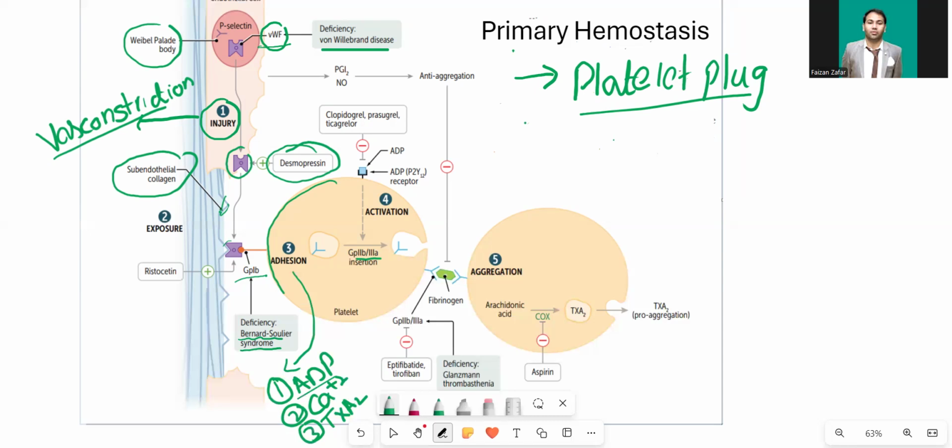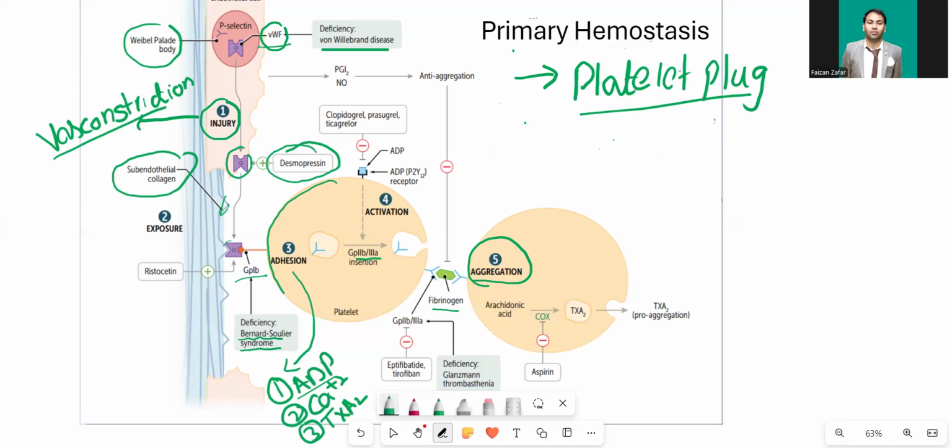So after that, the fibrinogen that is soluble binds with the GP2B3A and it will link two or more platelets together. This linking of the platelets to one another is known as aggregation.